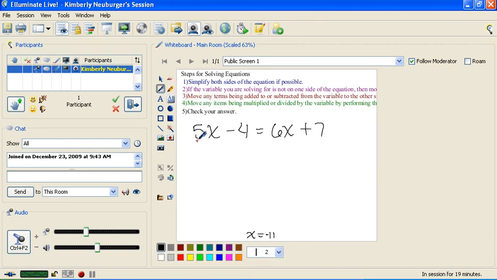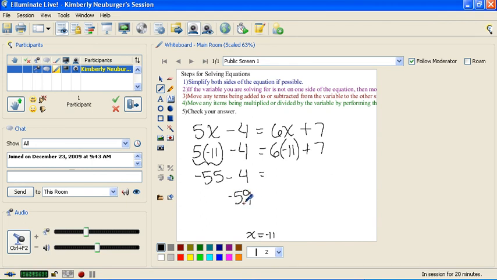So now let's go ahead and replace this x by putting a -11 there. Notice I put it in parentheses, which again will help you prevent lots of mistakes. And then this other x is replaced by -11. And now I'm just going to follow order of operations on this left-hand side, see what I get, and then I'll go to the right-hand side. So 5 times -11 is -55. And when I subtract 4 from that, I get -59.